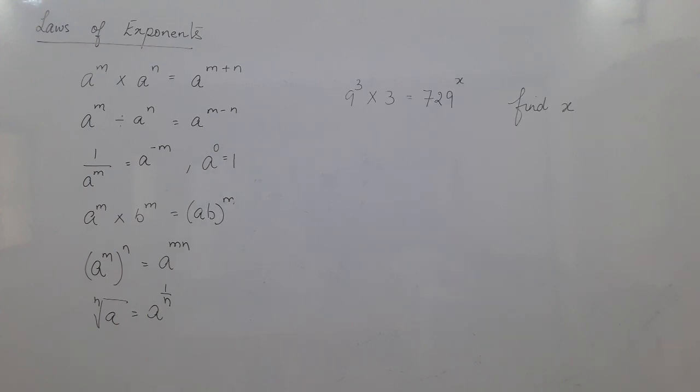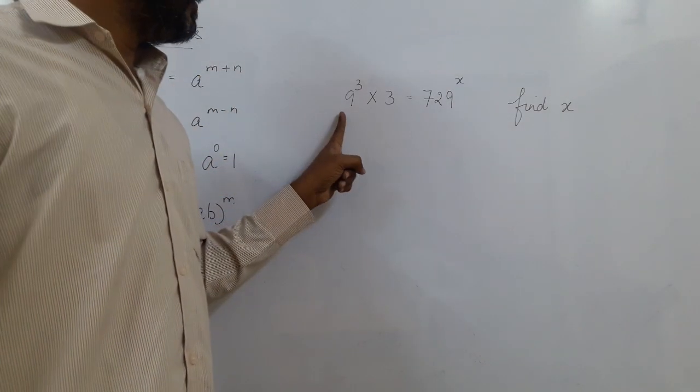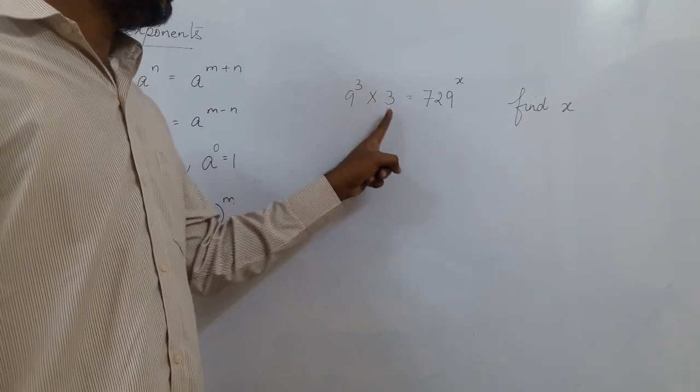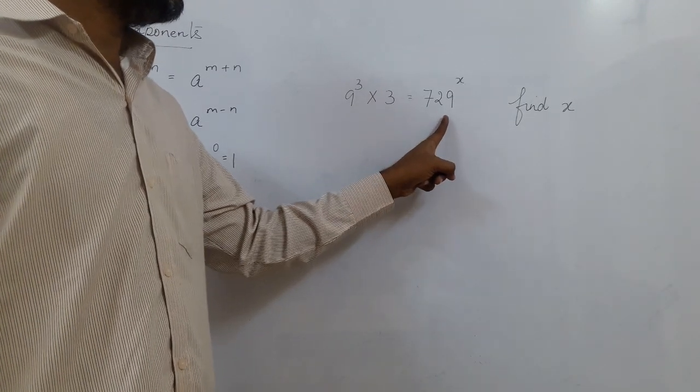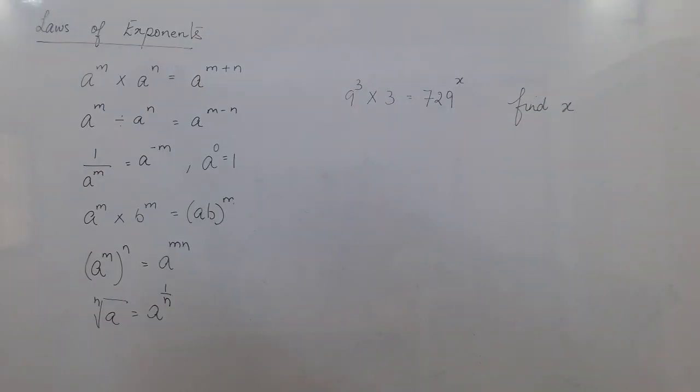Now this sum is not asked in your textbook, but I have put this sum on the board and you will find it is very simple to do. Look at how the sum looks. 9 cube into 3 equal to 729 raised to x. Okay? And you have to find out the value of x.